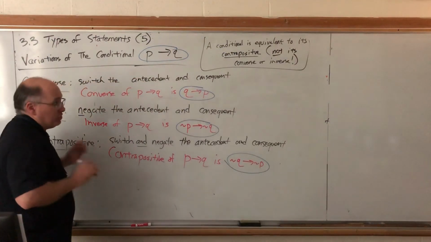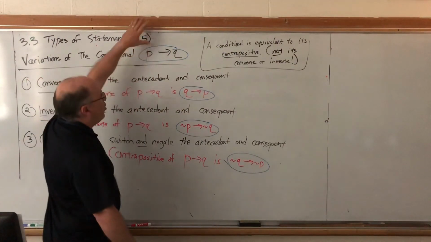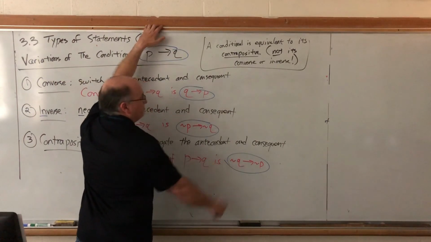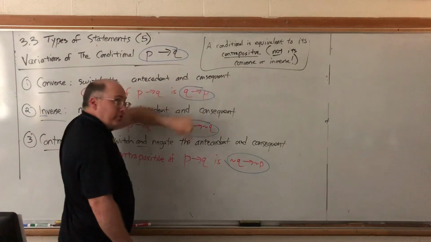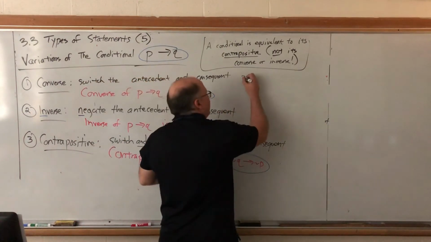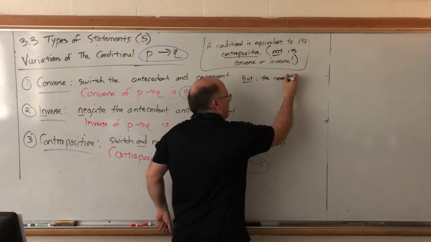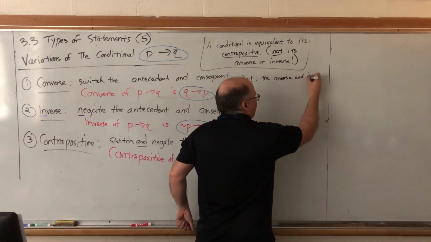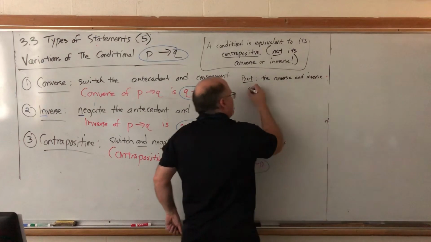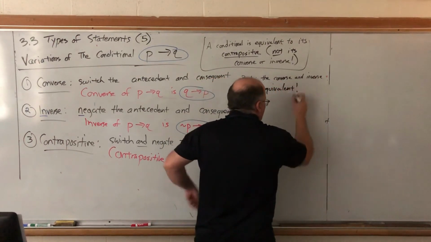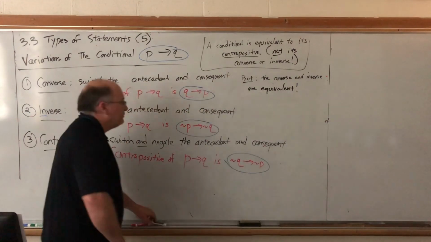But I did mention there were two pairs of equivalencies here. One is a conditional and its contrapositive. The other two are equivalent. But the converse and inverse are equivalent. And it's actually pretty easy to explain.